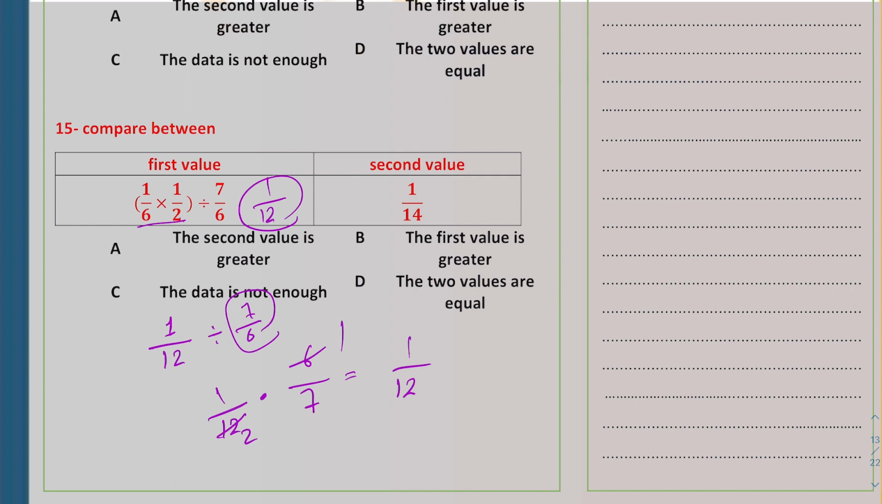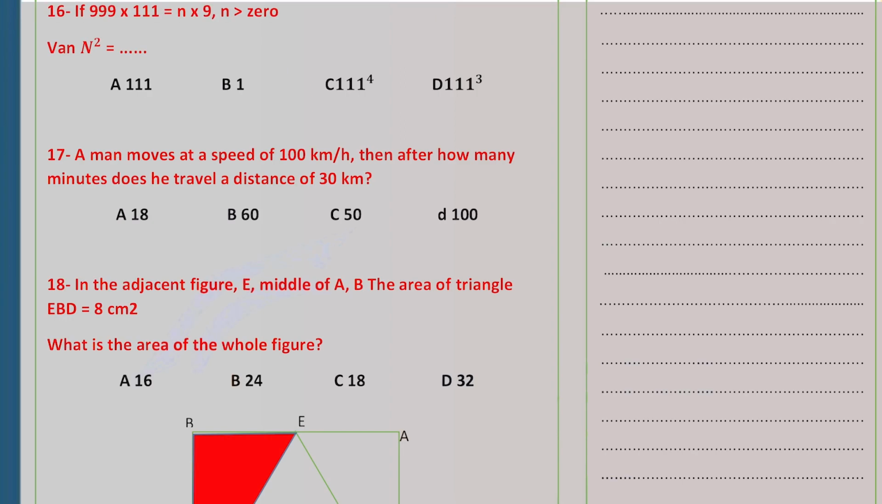Okay. In fractions, if you have the same denominator, find the value of n. So you can find the value of n squared. Okay. How can I find the value of n? I will divide here by 9 and I will divide here by 9. So n equals, I have 111 times 9 divided by 9 is 1, 9 divided by 9 is 1, 9 divided by 9 is 1.